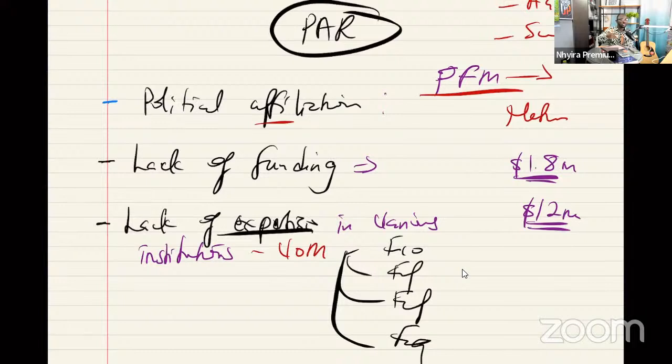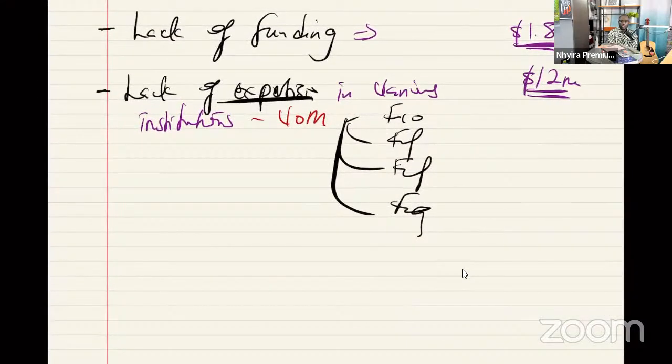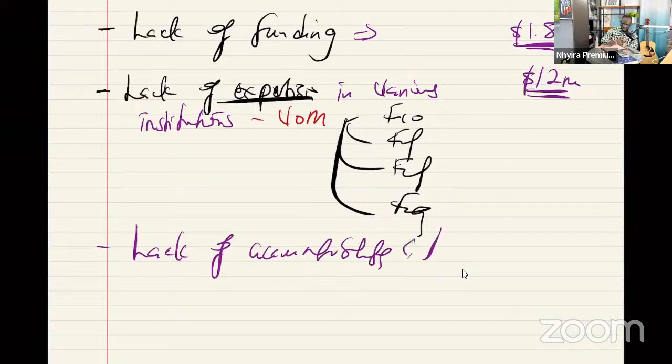So it could make the public financial management system ineffective. So that is one of the challenges that the public financial management system has that we can talk about. And definitely the issue in relation to lack of accountability and transparency. Again, this is because of political affiliation, the laws not working.